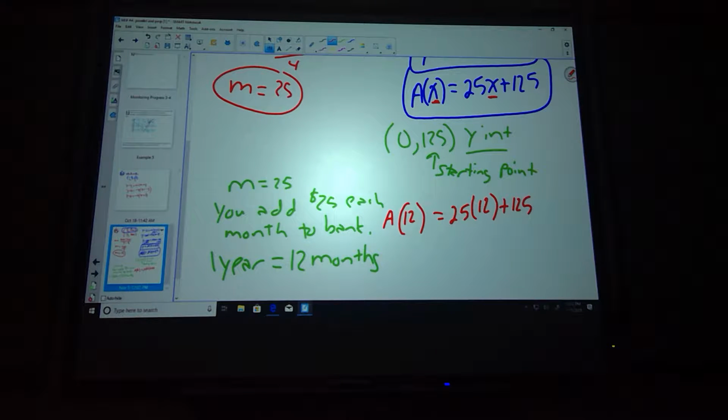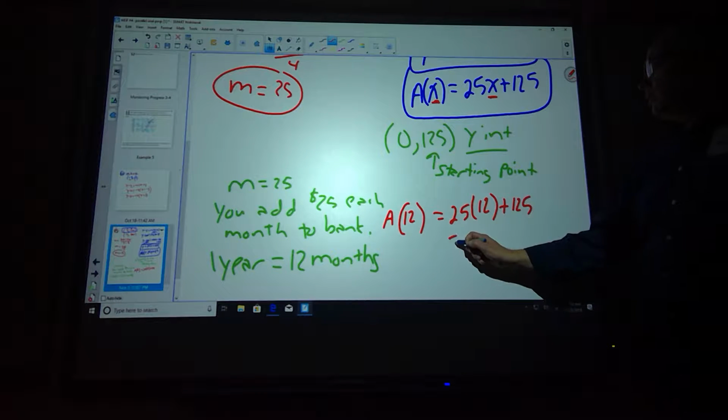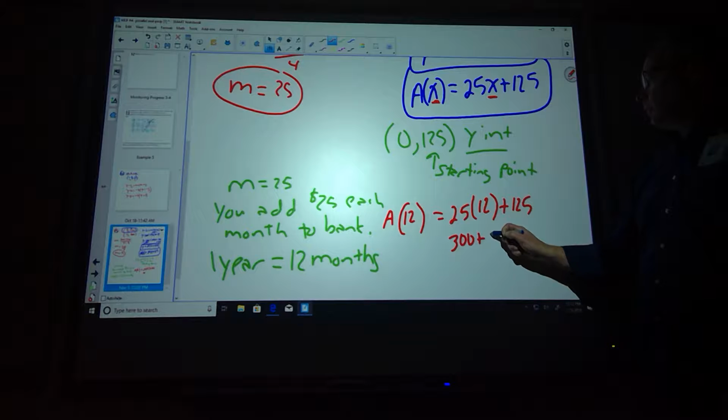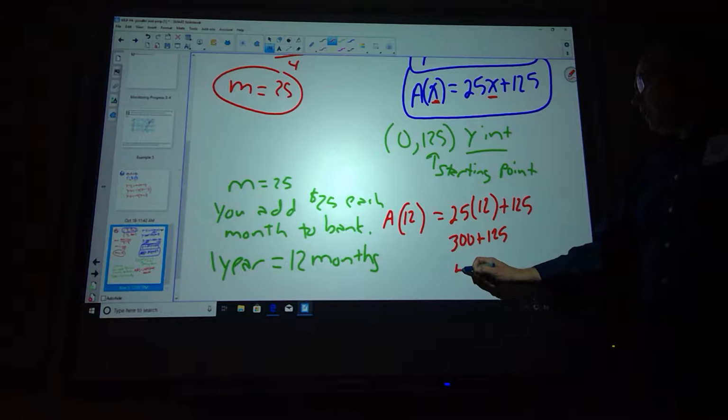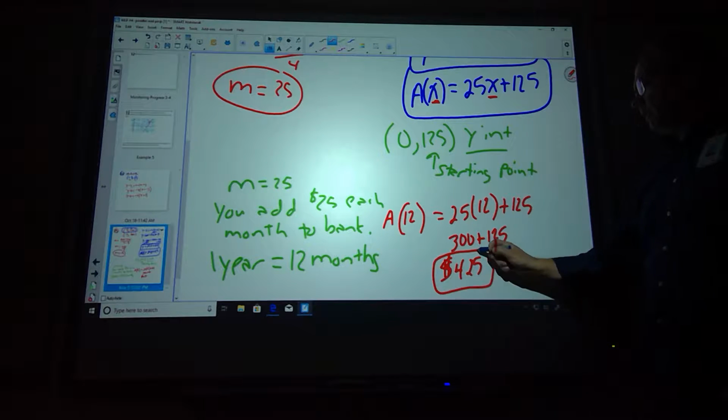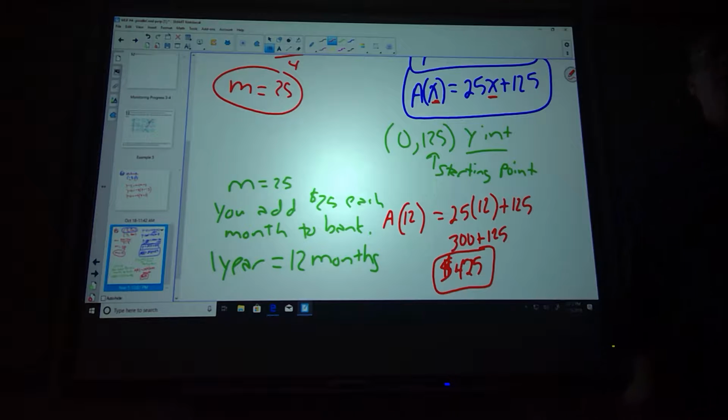$300? Thank you. 300 added to 125 is 425. So that's 300 plus 125. So after a year, you have $425 in your bank account. Is that a lot? I don't know. You've got to start someplace, right? You're going to save money.